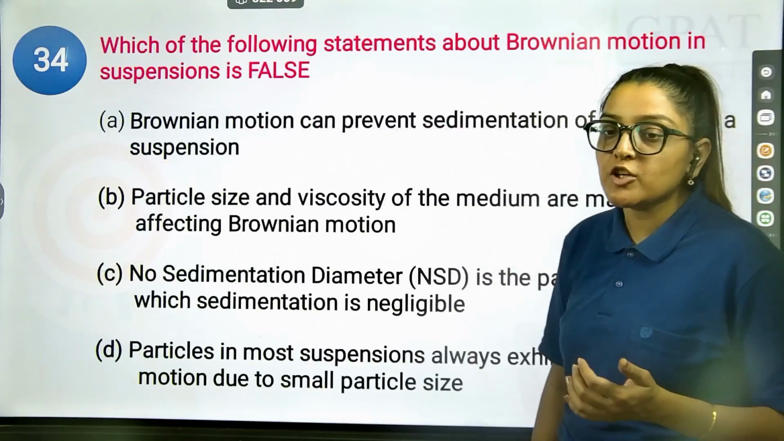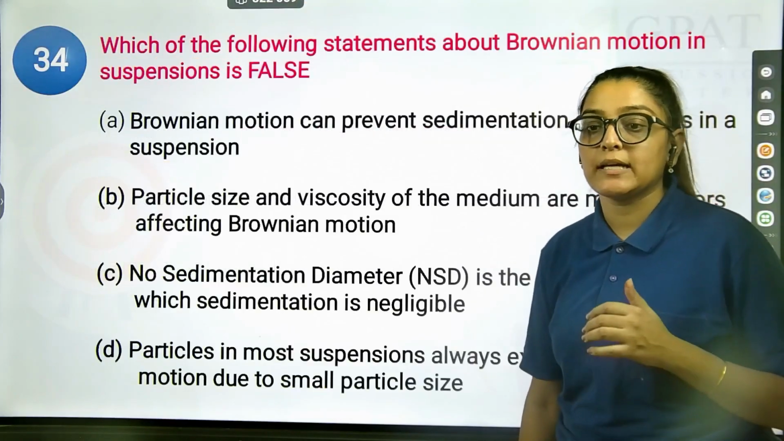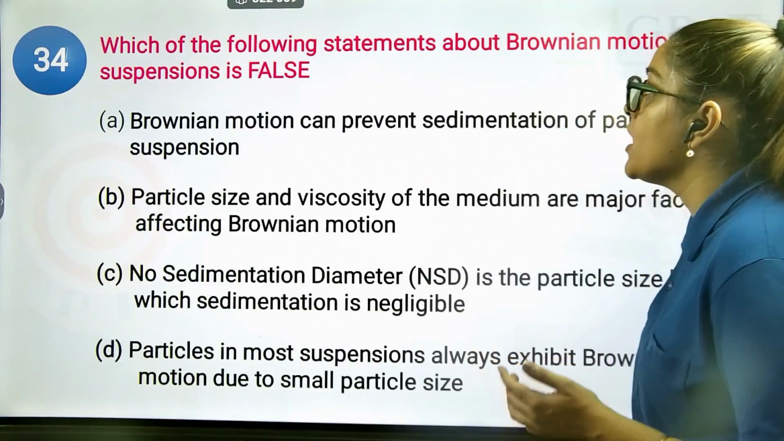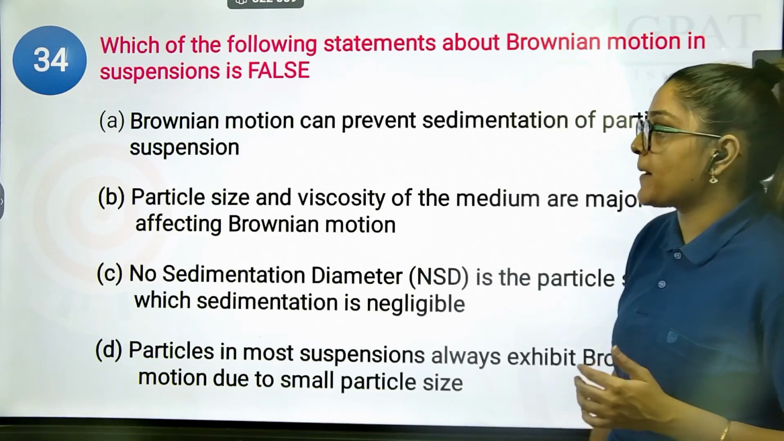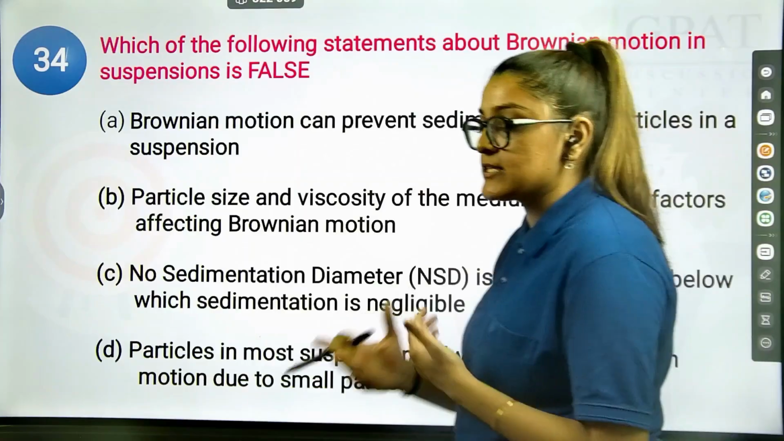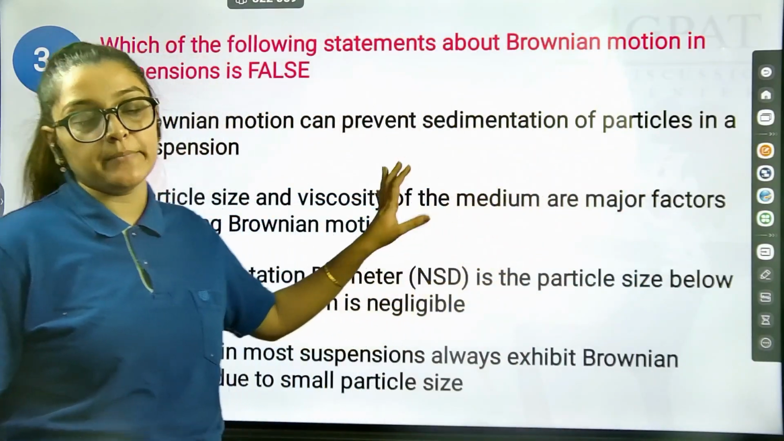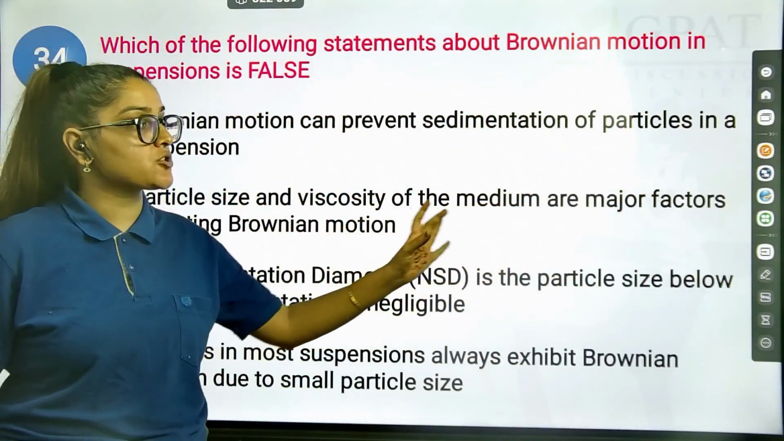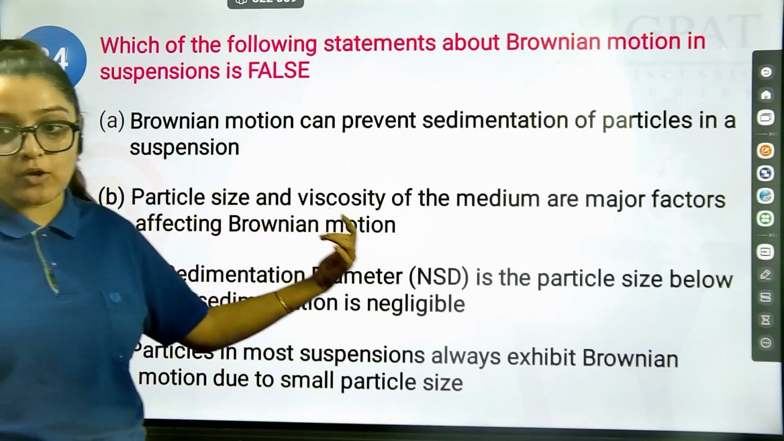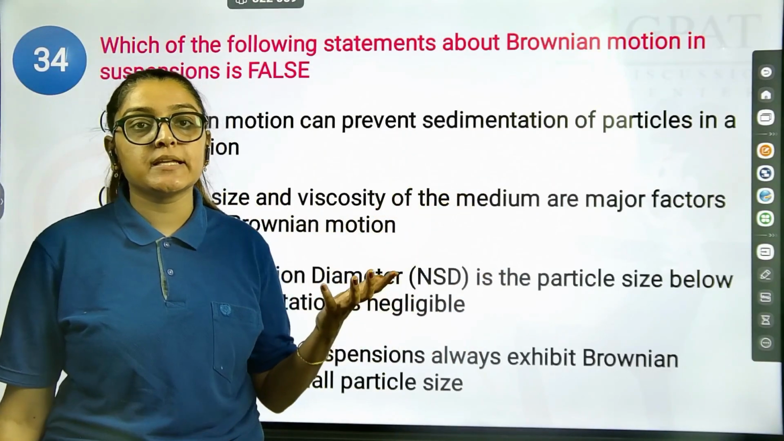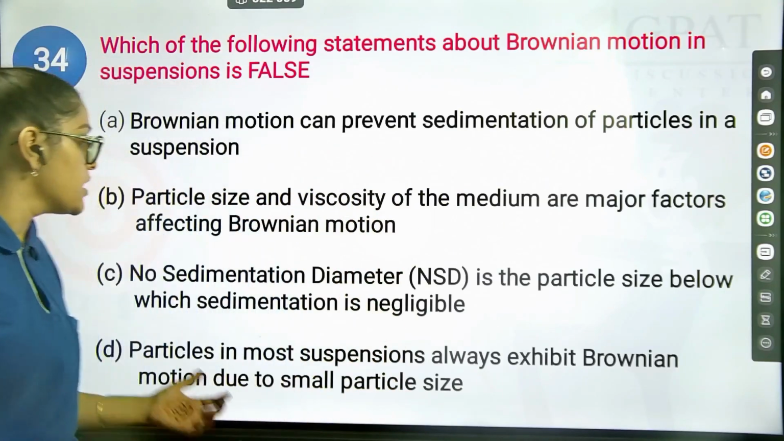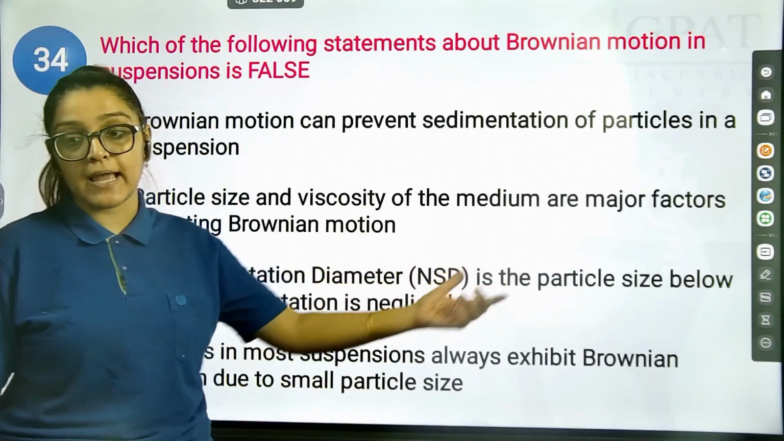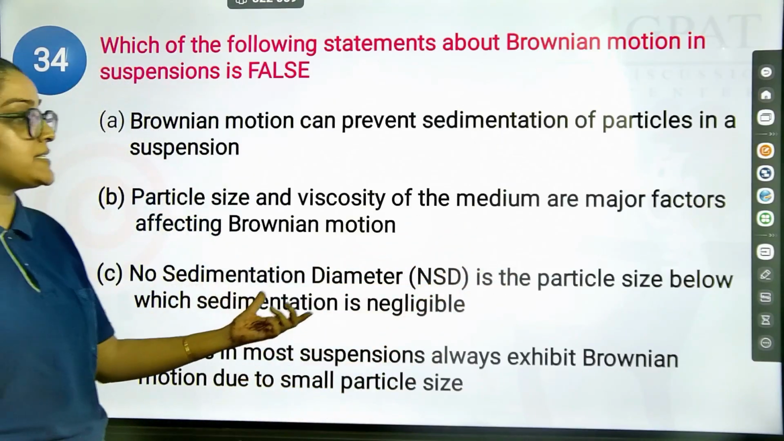Okay, next. Which of the following statements about the Brownian motion in the suspension is false? Option 1. Brownian motion can prevent the sedimentation of the particles. Because Brownian motion keeps the particles moving, sedimentation generally does not take place. Particle size and viscosity are major factors that affect the Brownian motion. Obviously, if you continuously increase the particle size, there must be an increase in the viscosity and that may lead to reducing the Brownian motion. No sedimentation diameter is the particle size below which sedimentation is negligible.